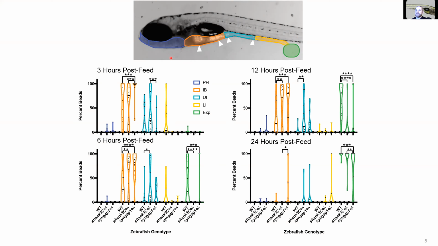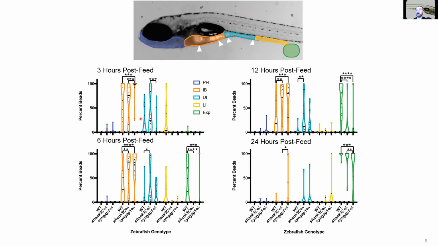So for these graphs, what you can see is varying colors corresponding to the region of the GI tract. Each color has 3 different columns for the 3 genetic backgrounds: wild type, shank 3, and SynGAP. And then you have 4 different graphs representing the 4 different time points that we looked at: 3 hours, 6 hours, 12, and 24. So you can see in the 3-hour period, all the fish, irrespective of their genetic background, the majority of the beads exist somewhere in between the intestinal bulb and the upper intestine.